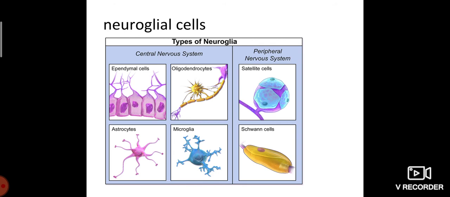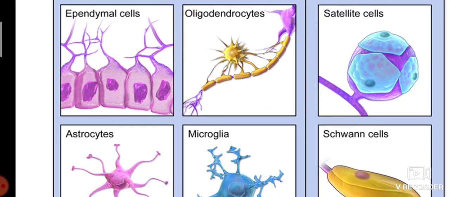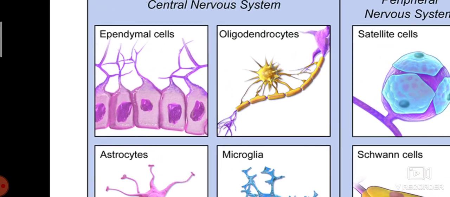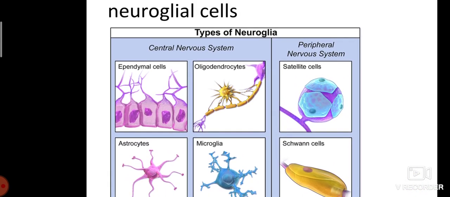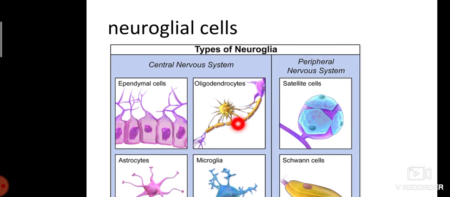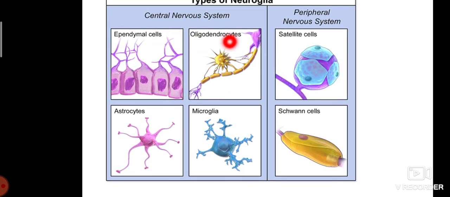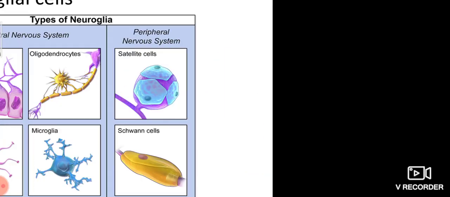So different types of neuroglial cells you can see here. The first being ependyma, oligodendrocytes, astrocytes and microglia. These four types of neuroglial cells are found attached with the central nervous system. These four are present in the central nervous system: ependymal cells, oligodendrocytes, microglia, astrocytes. Then in the peripheral nervous system you can see satellite cells and Schwann cells.